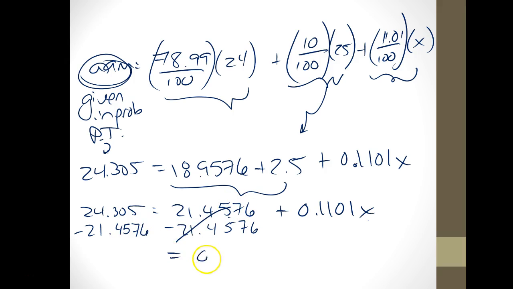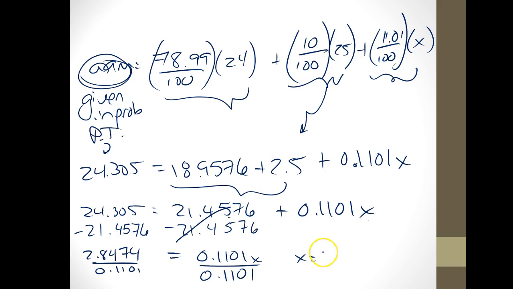That goes away. You get 0.1101x equals 2.8474. And now you can divide. And x ends up being 25.86. But since we're looking for one of these numbers, we're going to round that to a whole number and call it 26, and then the units would be AMUs.